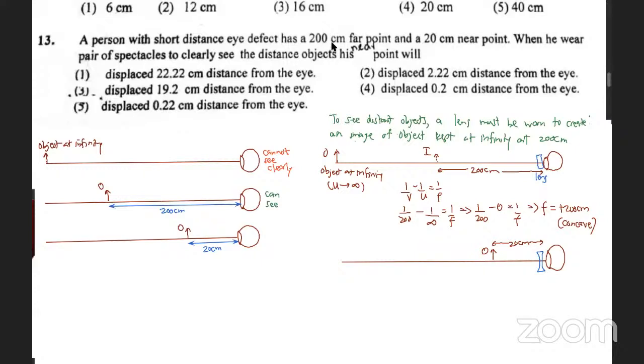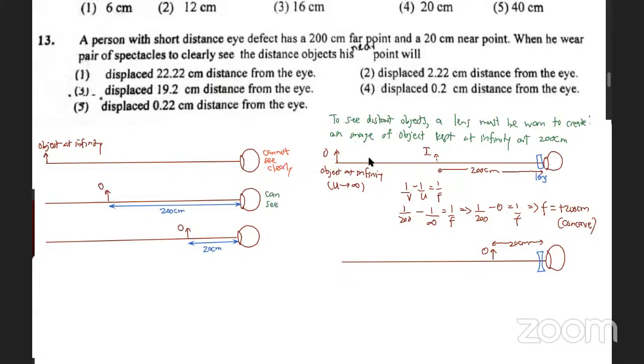Somebody asks: short-sighted ones use convex lens? I'm getting confused now. The person wants to see distant objects. I don't memorize it by heart; you can analyze it this way. When you keep the object at infinity, that person can't see. But when the object is at 200 centimeters, the person can see. So when I keep the object at infinity, I need an image to be created closer to me. Which lens will create an image closer? Concave lens will only create an image closer.